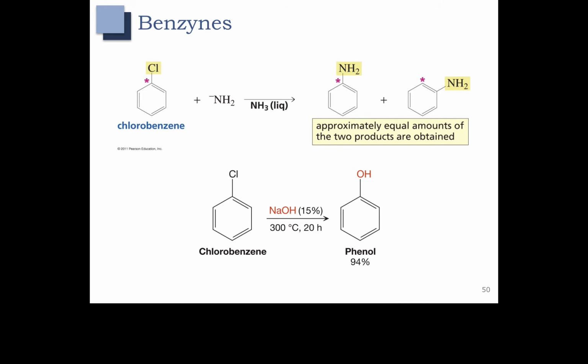In benzyne chemistry, we form the benzyne intermediate instead of doing the SNAr. And this will only happen when we don't have strongly electron withdrawing groups at the ortho and para positions. We also need an incredibly strong base. So you'll notice in this top reaction, we have a very strong base. In the bottom reaction, we have sodium hydroxide, and that's not a super strong base, but we do have a very high temperature. So that's how this bottom example is going to occur.